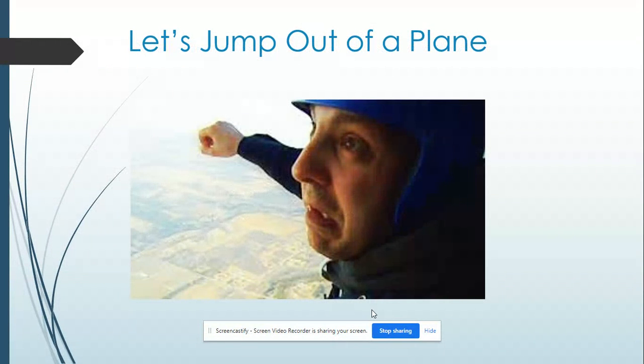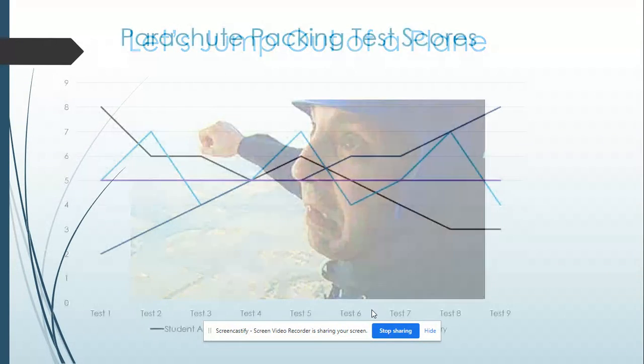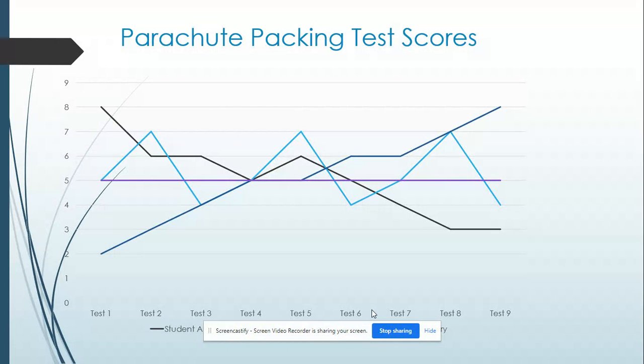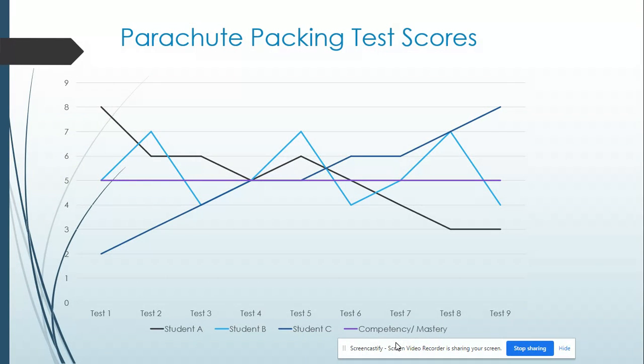So, just for a moment, let's jump out of a plane. Your parachute packer has been to school and they have taken a test on packing parachutes. And here are their test scores. We have student A in the black line. We have student B on the blue line. And we have student C on the dark blue line, which is this line right here that I'm pointing my cursor to. Then this purple line is the competency or mastery level for parachute packing.